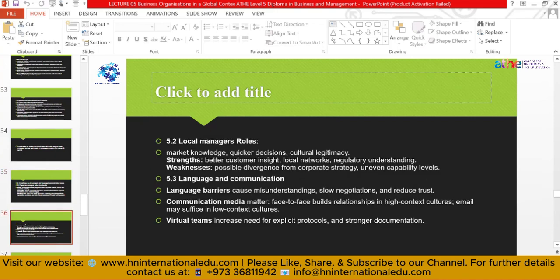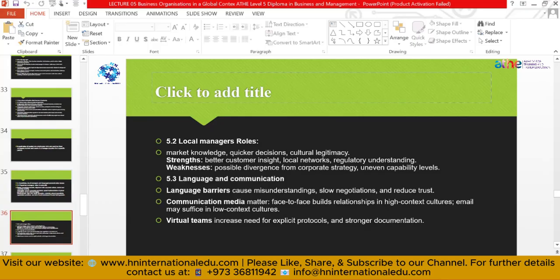Local manager roles: market knowledge, quicker decisions, cultural legitimacy. Strengths are better consumer insight, local networks, regulatory understanding. Why? It is mandatory to work with the local managers. If you go to another city or any area, they are going to hire their own people. They would love to entertain their own people rather than you. However, possible divergence from the corporate strategy, uneven capability levels, and that is why we need to have proper check and balance on each and every one. And if you don't have proper check and balance, this is how the mafia groups are born.